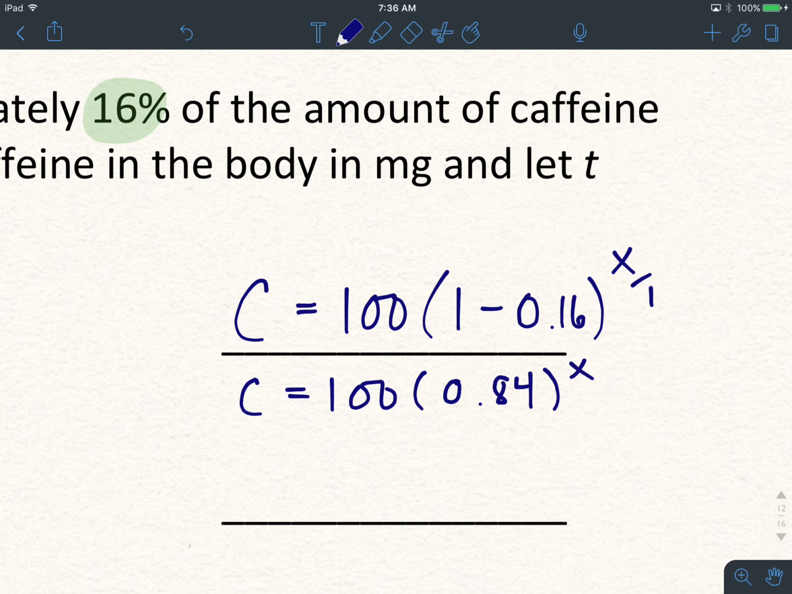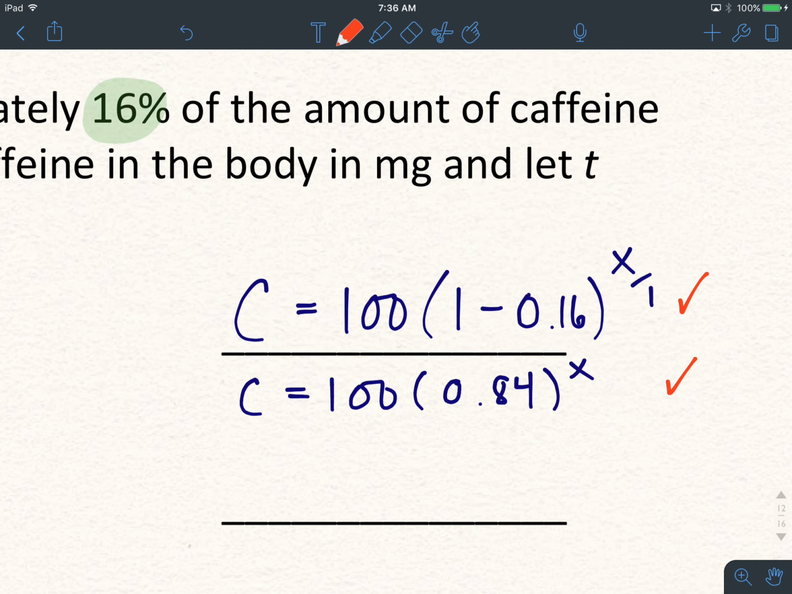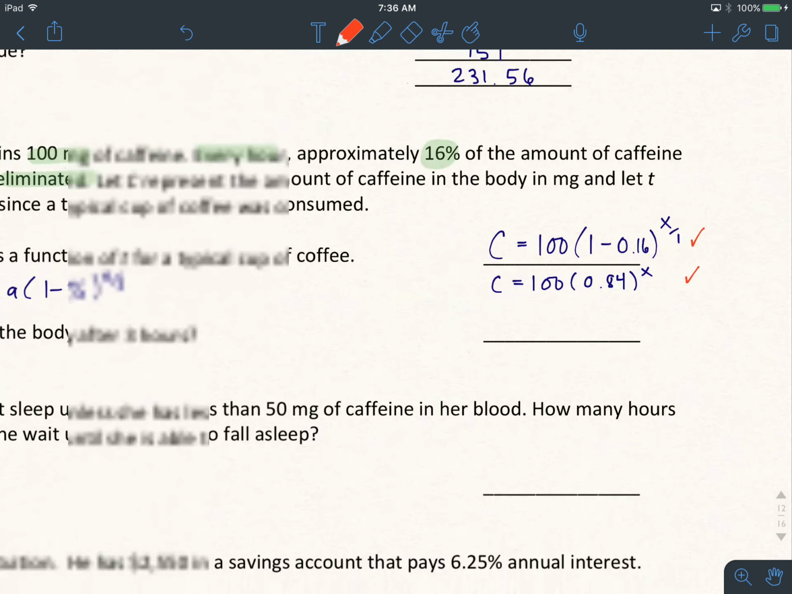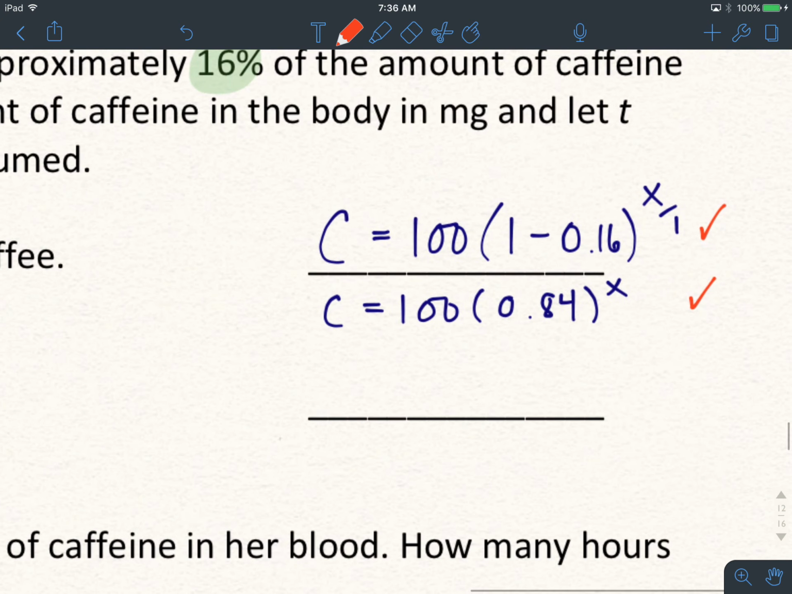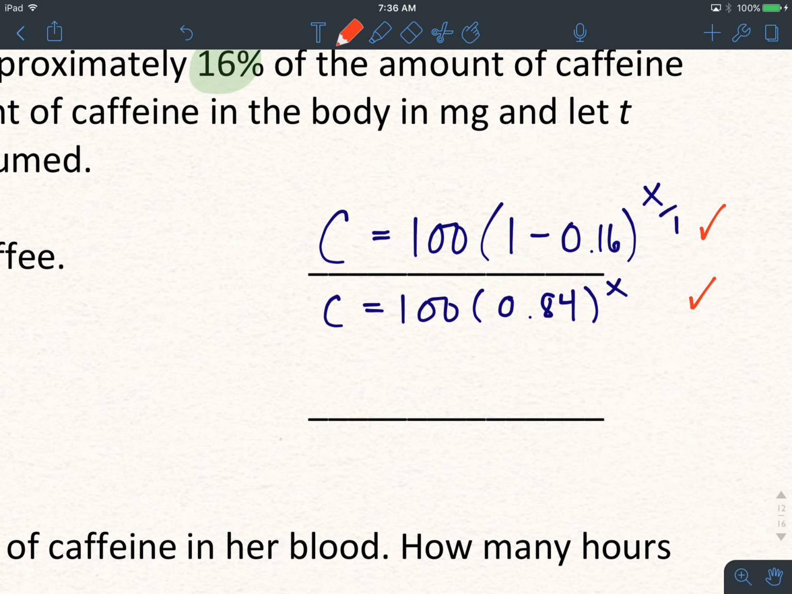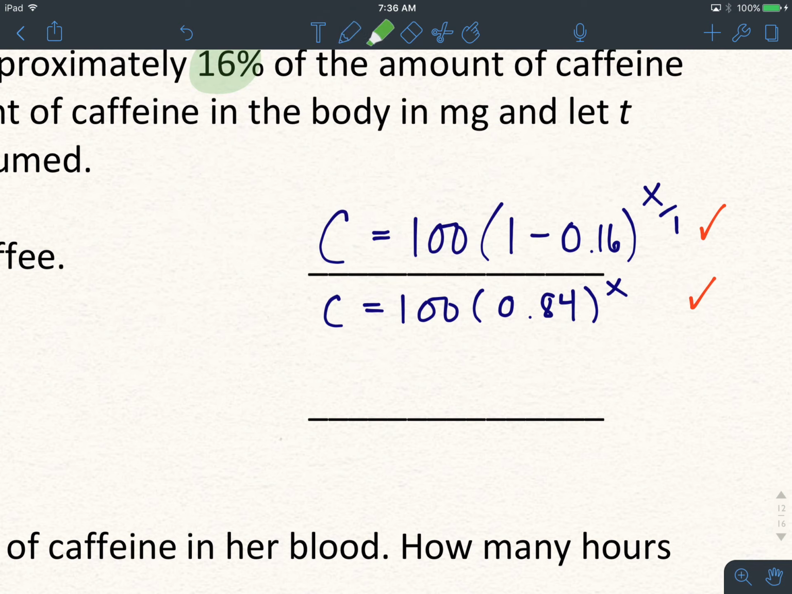Now again, I would mark both of these right on a test. You don't have to go ahead and do the math that's happening in the bracket, but it doesn't hurt either. Okay, so there's our equation. And the B part is how much caffeine is left in the body after 3 hours. So we're just going to put in and evaluate here. That means in the place of our x, we are going to pop in 3.